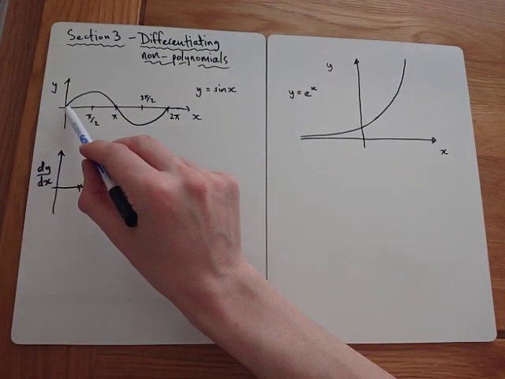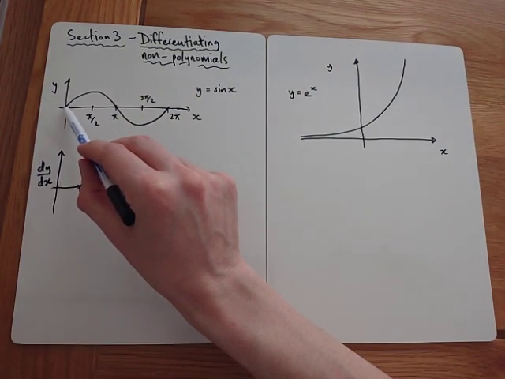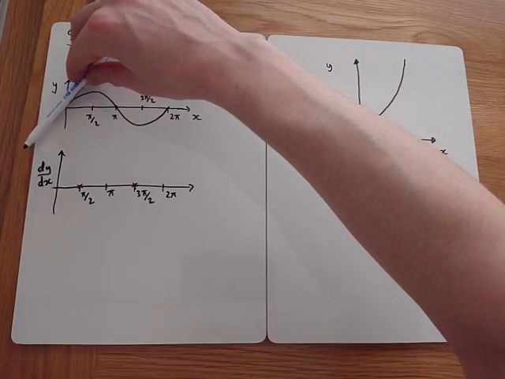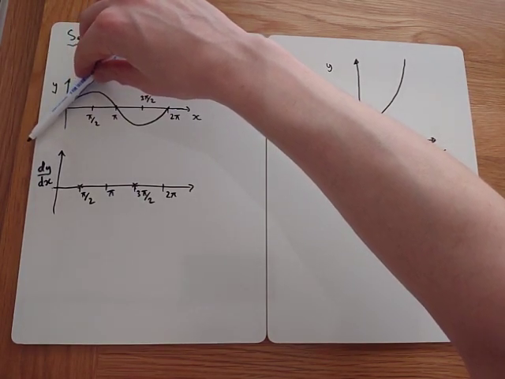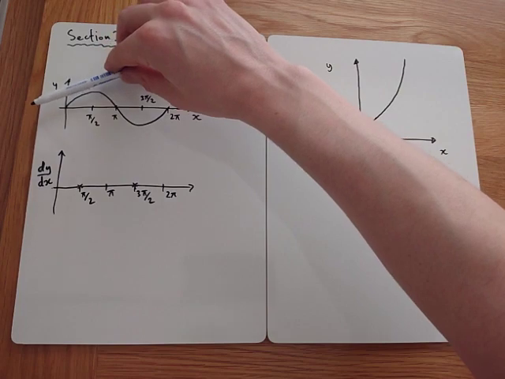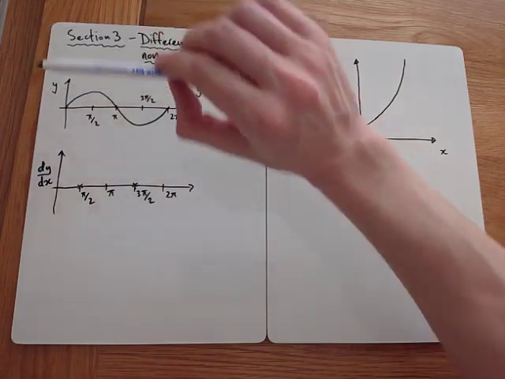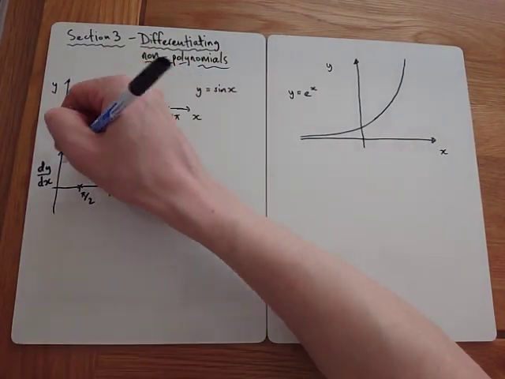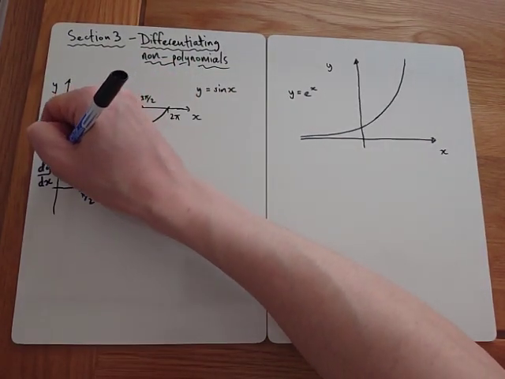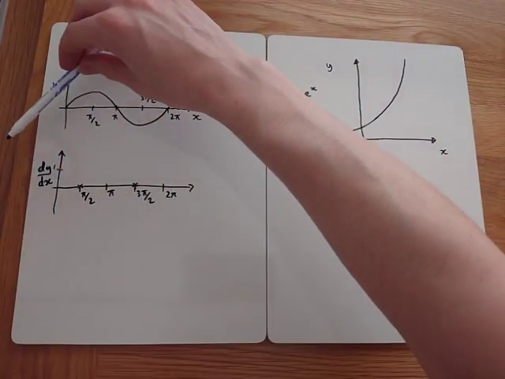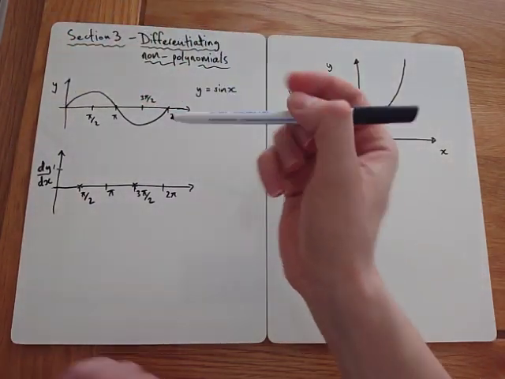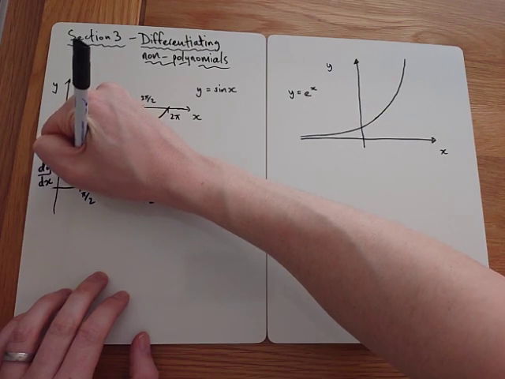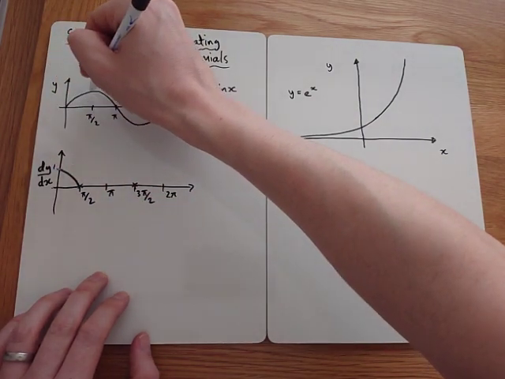Let's consider this point over here. So when x equals 0, we've clearly got a positive gradient. And then the gradient becomes less positive, and less positive, and the gradient becomes 0. Okay, so if we think about our gradient curve, what that's doing, it actually starts with a gradient of 1 and then curves down as the gradient reduces, and then the gradient becomes 0.